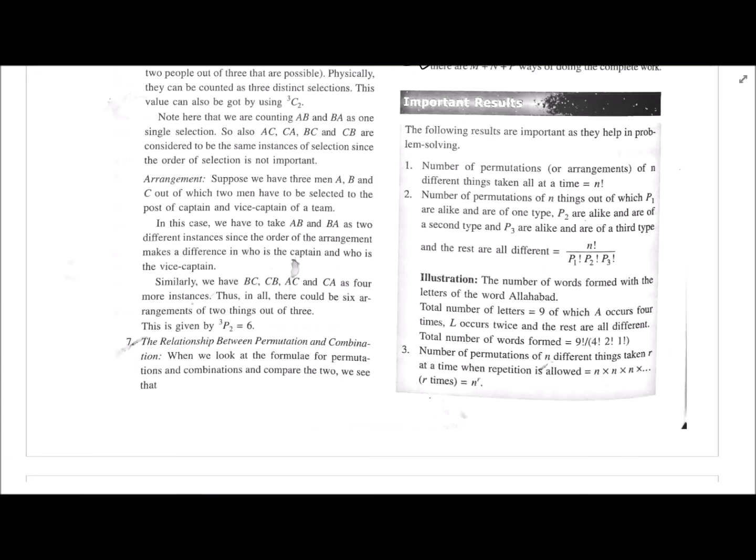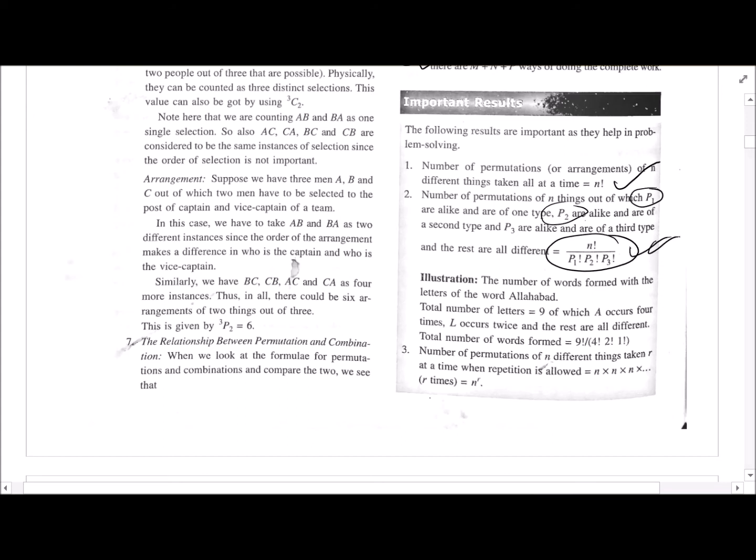These are the points. The first point: the number of permutations of n different things taken all at a time is n factorial. We already studied this in the very first video. The number of permutations of n things out of which p1 are similar, p2 are similar, this we studied just a few minutes ago in the same video when we studied permutations of words.